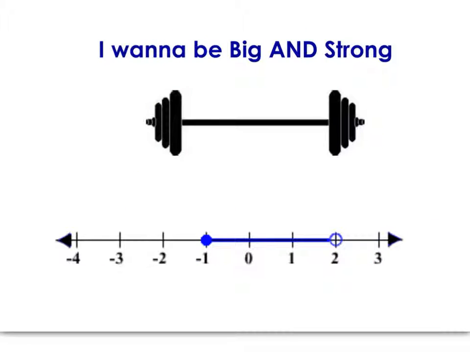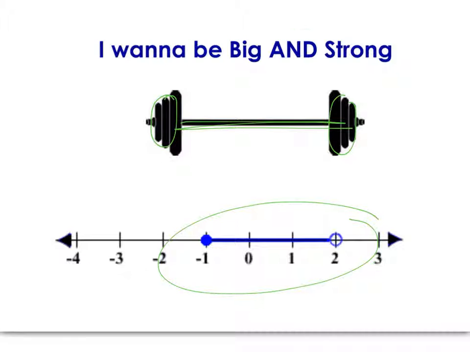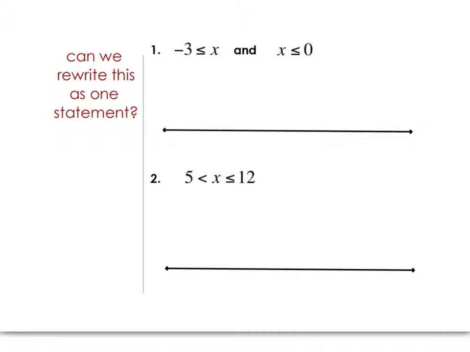So my way of remembering it is I want to be big and strong. Think of it kind of like a dumbbell. You have your dot at one end, your dot at the other. You want all the stuff in the middle, big and strong. This is an "and" inequality.